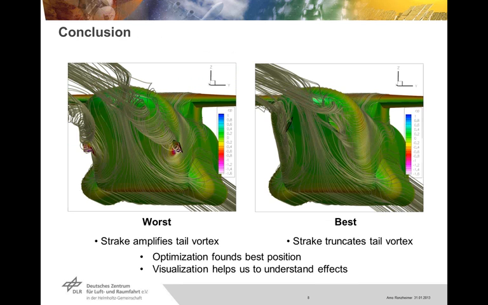So it is easy to see here that in the worst case, the strake amplifies the vortices, while in the optimized case, the tail strake truncates the tail vortices. And in this case, the analysis of the volume data helps me to understand the effects better. These volume files are very big, and therefore, during the optimization runs, I deleted the volume results. One reason for doing that was disk space. Another one was the manual effort and the time required to post-process the volume results.